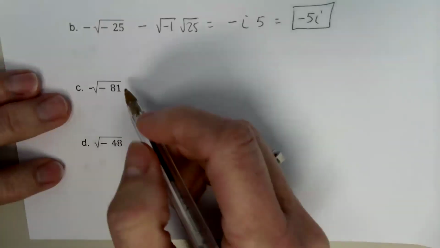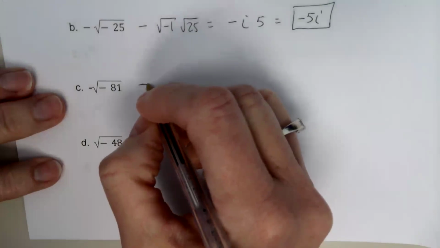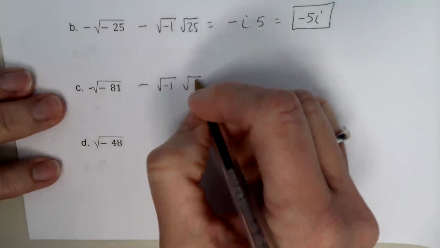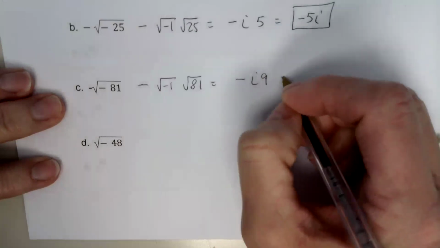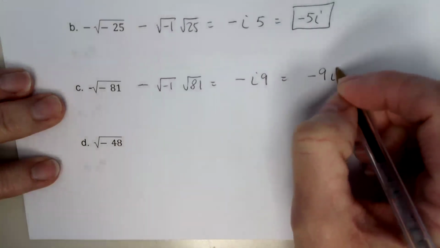Again, we have the opposite of the square root of negative 81. So this is the opposite of the square root of negative 1 times the square root of 81, which is the opposite of i times 9, or the opposite of 9i.